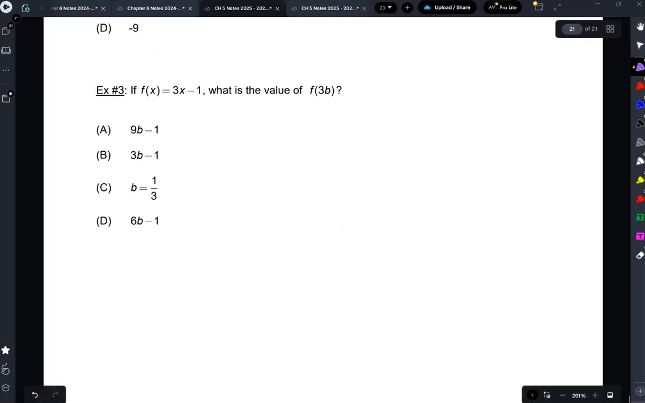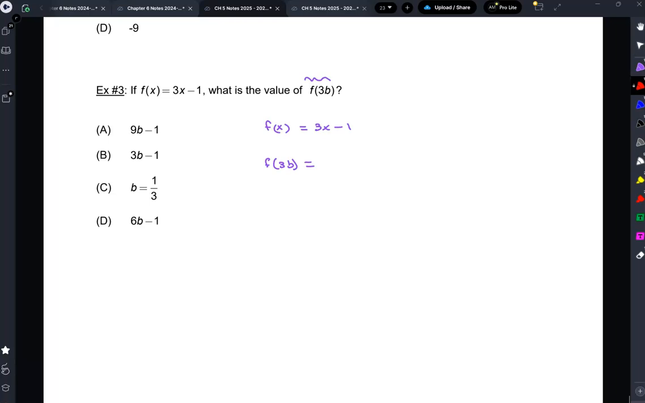Okay, this one. f of x is 3x minus 1. What is the value of f of 3b? Right, so let's just recap what we have here. f of x is 3x minus 1. I'm rewriting it. What we want to find is f of 3b. So there were lots of different versions of this on the final when I was grading. I think people either decided not to study that part, or they just forgot it completely.